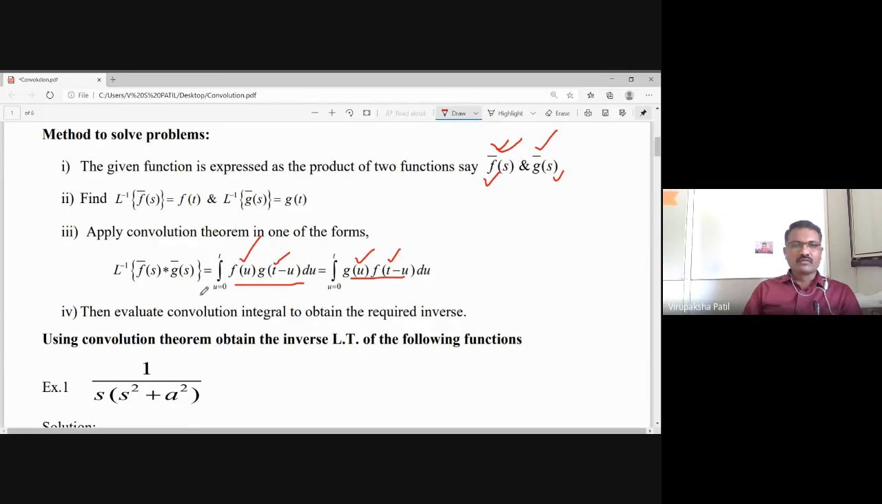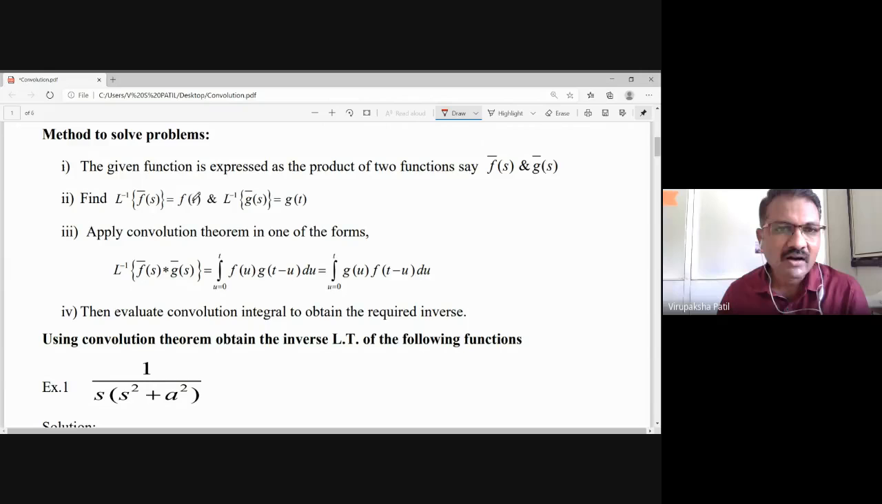Both are valid. And after that, you have to evaluate this integral after making these manipulations. Now the question is, sir, you may ask one question here. Sir, here you are taking g of t and f of t and you are taking a u here. So what you have to do after finding f of t here?